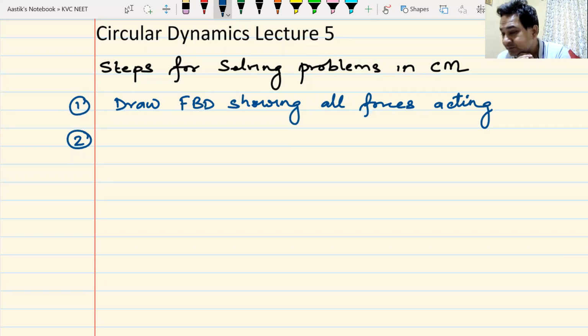Choosing convenient coordinate axes. What would be those convenient coordinate axes? X and Y, sir. But how will I choose x and y? Remember, it is going to move on a circular path. How should I choose x and y?